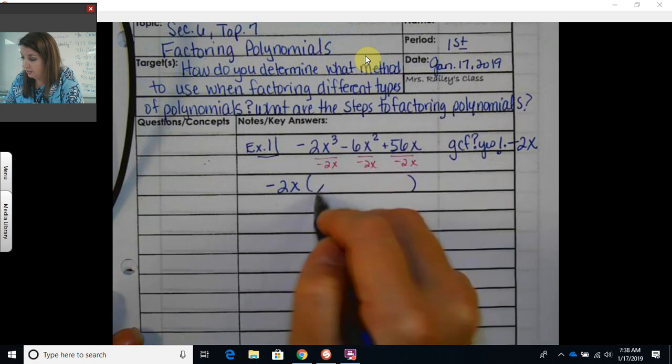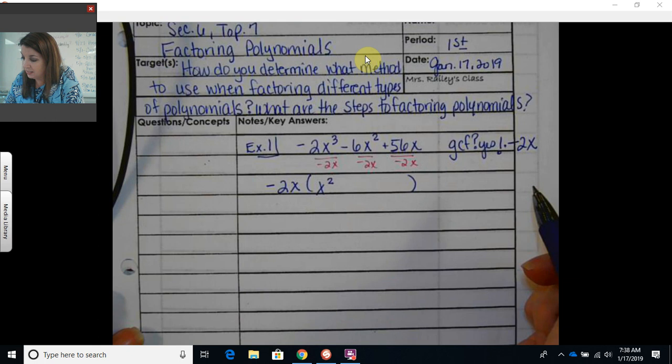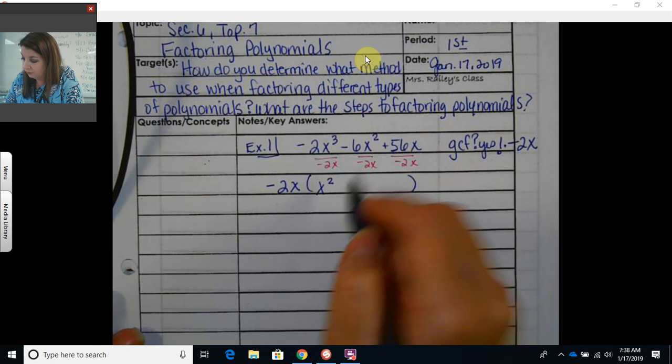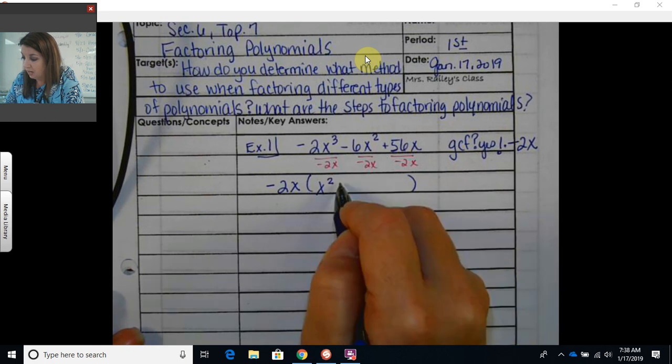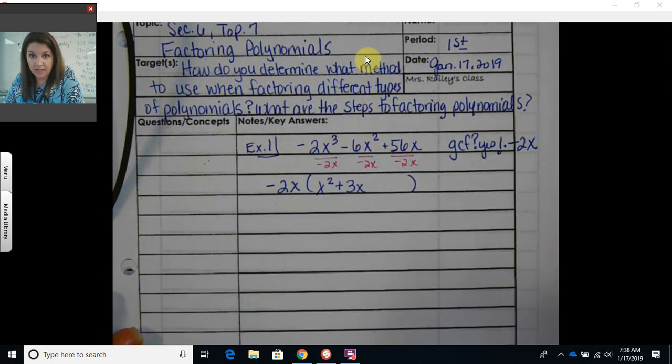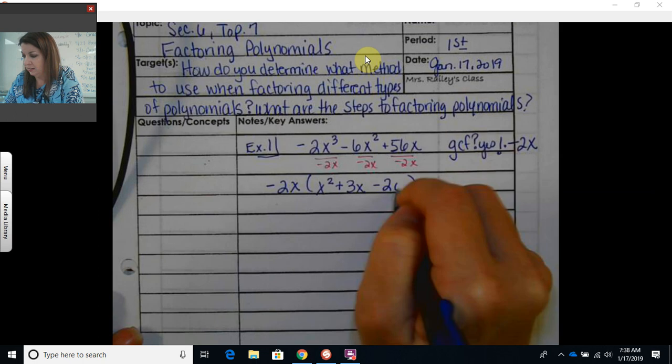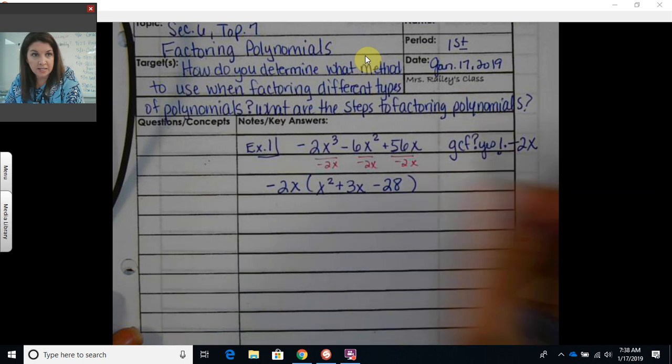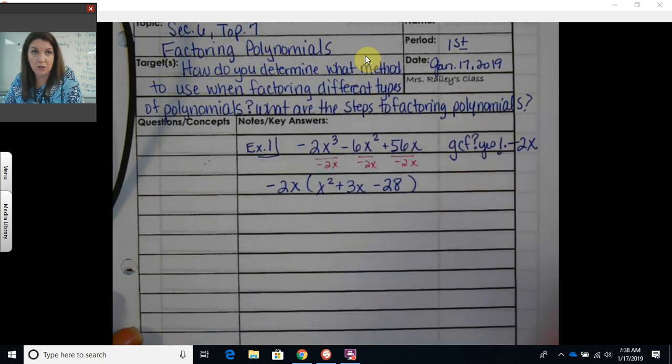What is negative 6x squared divided by negative 2x? And what's my sign? Positive 3x. Positive 56x divided by negative 2x is negative 28. And do I have an x? No, I had 1 x. I took it out, so this term no longer has any x's.